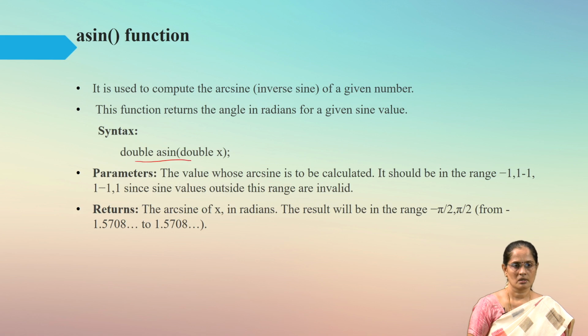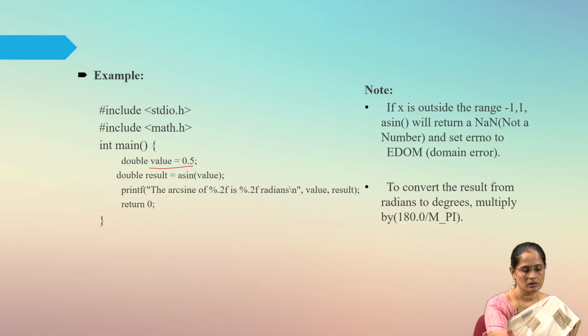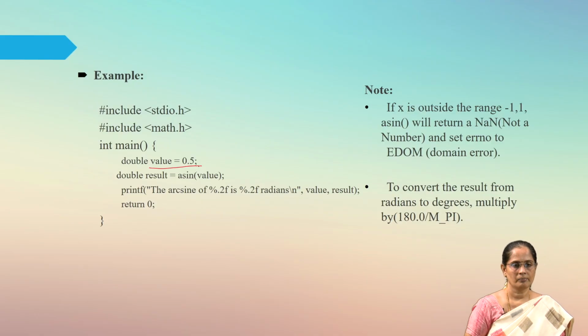The range is very similar to the acos function, and the arc sine of x will be in radians. So, the result will be in the range minus pi by 2 to pi by 2. This is the way the asin function can be used in a program. We need to define a variable of type double and then give that as input to the asin function, which will result in the reverse of the sine value, or the arc sine value.